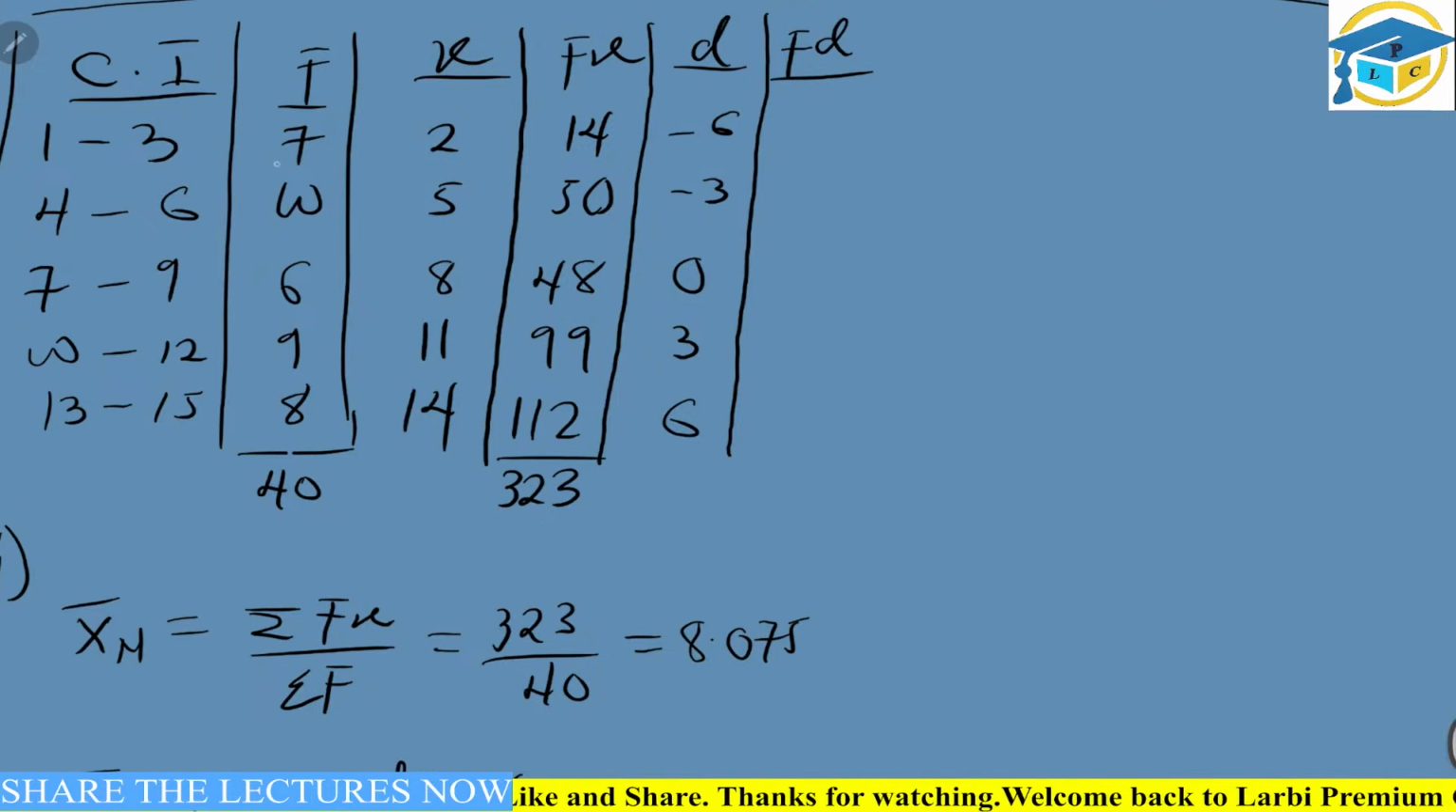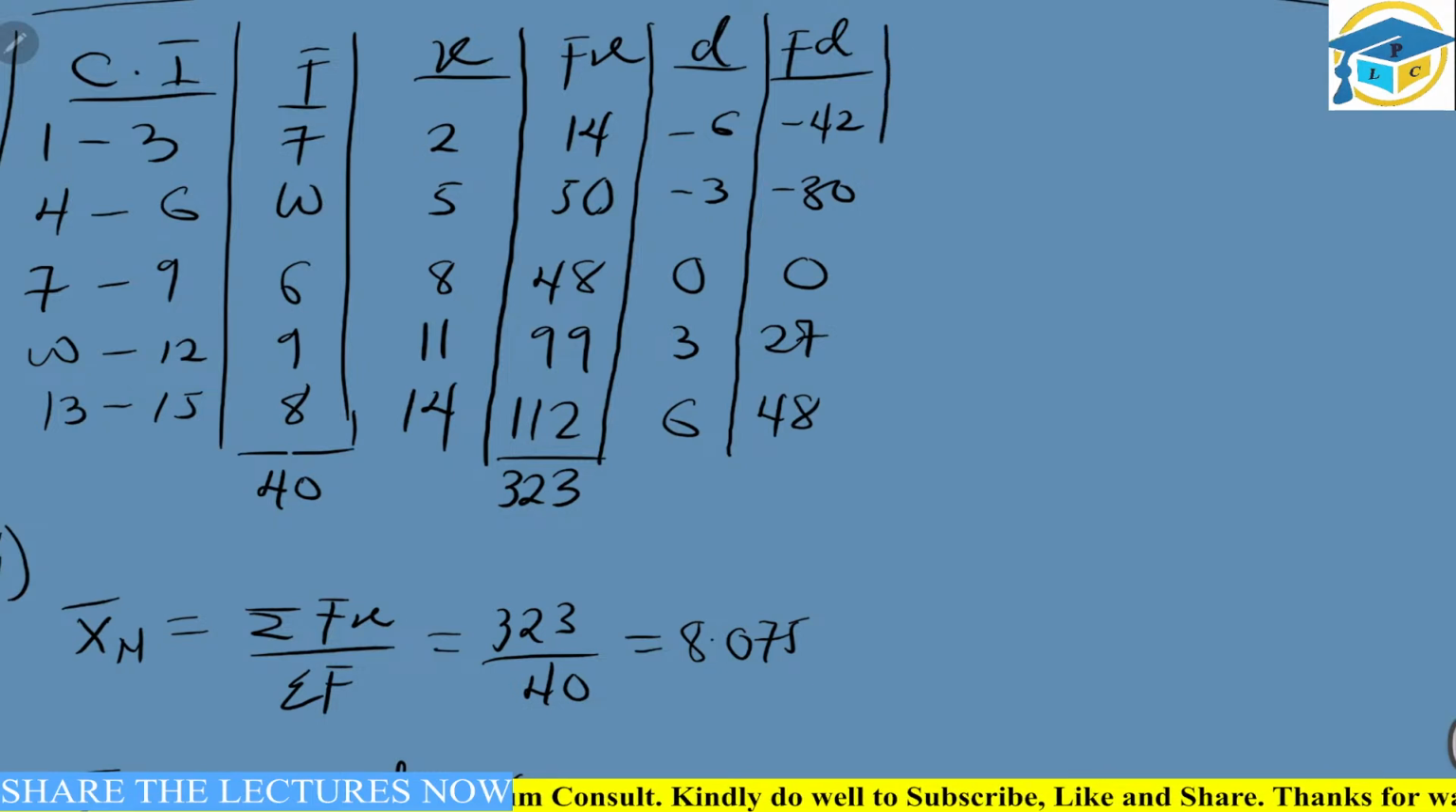So you multiply 7 by negative 6 and we are getting negative 42. 10 by negative 2, we are getting negative 20. 6 by 0, we are getting 0 here. 9 by 3, we are getting 27. Then 8 by 6, we are getting 48. I hope you are following. So once you're able to find that, that becomes your fd.